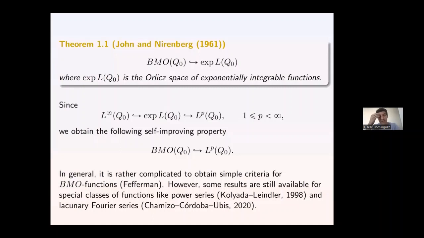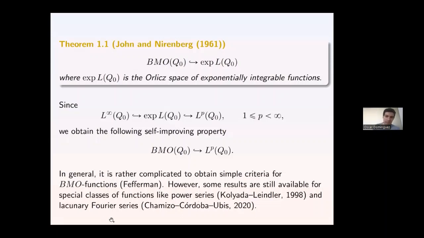So it is interesting to obtain, say, simple criteria to identify BMO functions for special classes of functions. And in particular, this can be done if you are working with power series. This was done by Colzani and Lindler in 1998, or more recently, Chamizo, Córdoba, and Ubis were able to obtain a simple criteria for BMO functions when you are dealing with lacunary Fourier series. And as a consequence, they are able to obtain nice consequences in number theory.